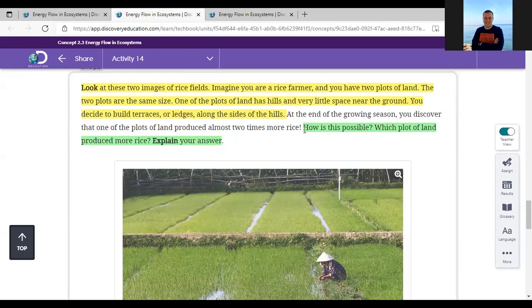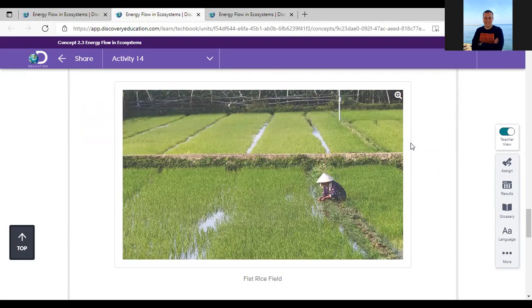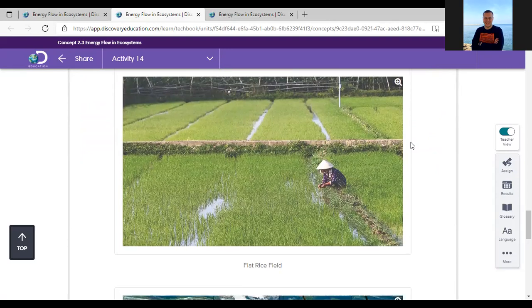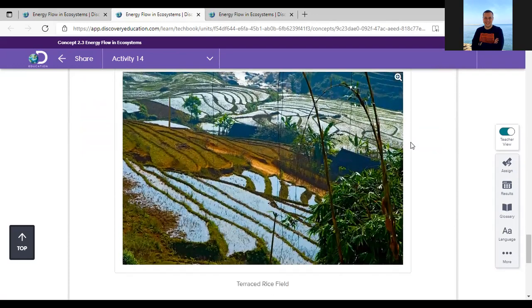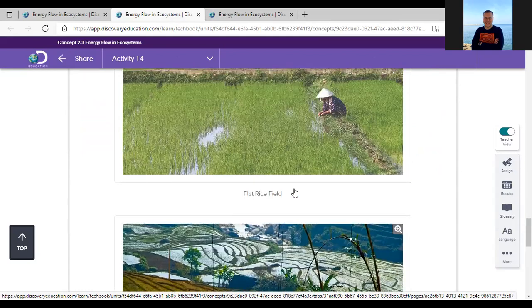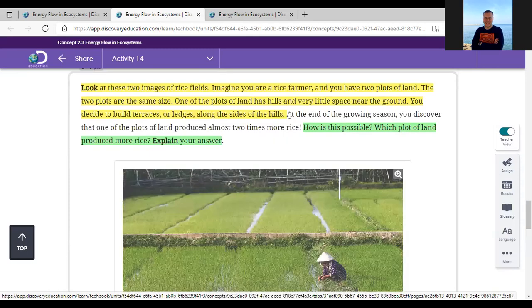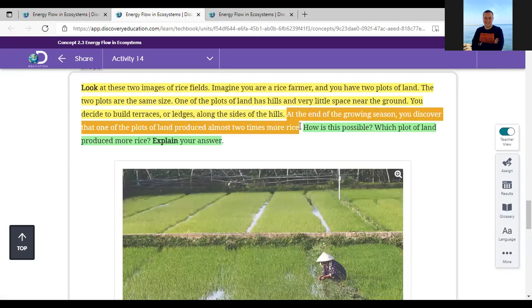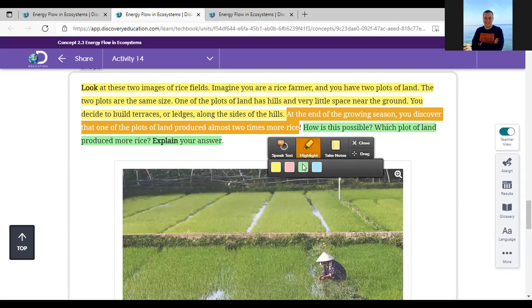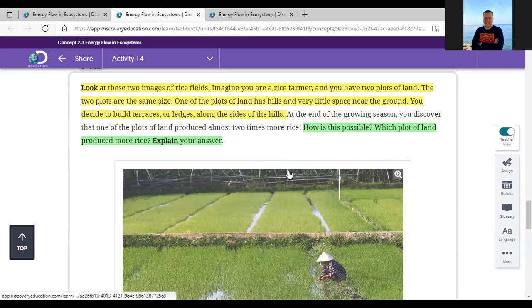Okay. So this is the first piece of land. This is a flat rice field. And in this one, this is the terraced rice field. Can you see they are like steps of the stairs, right? Okay, so which one can you guess will produce more crops, or can you guess which piece of land produced almost 2 times more rice?